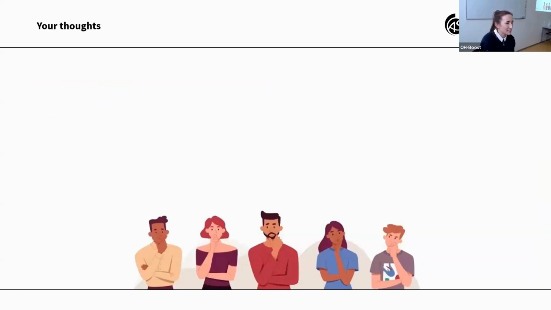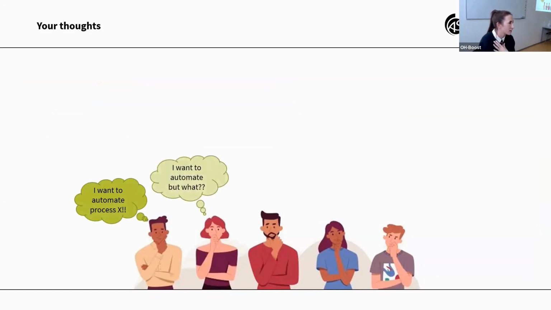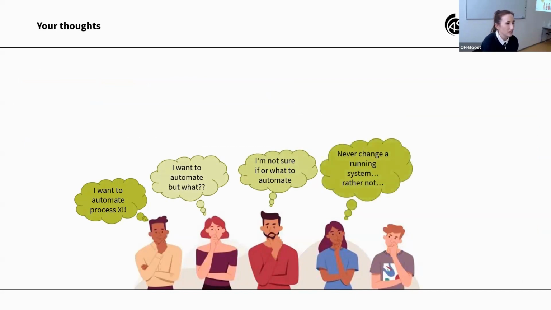So now at this stage of my presentation, your thoughts might be very diverse. Some of you might think about a specific process they want to automate. Some of you want to benefit from automation, but don't know what to automate. Some of you might not be sure about whether to automate or not. Some of you don't want to change their running systems and are happy with the manual running process. And others might think about the lunch today, which is also okay.